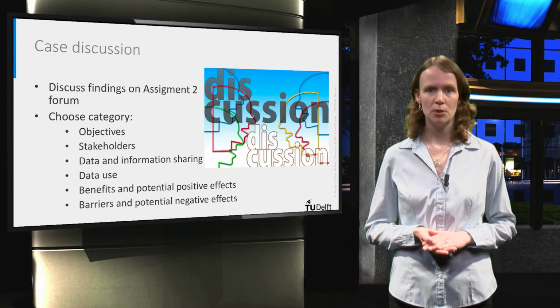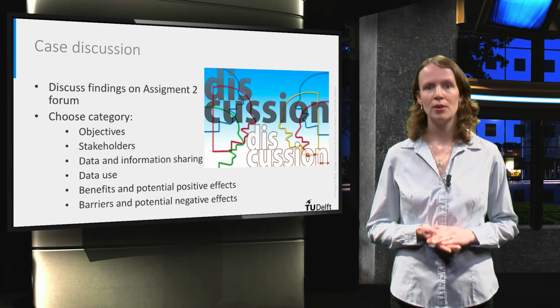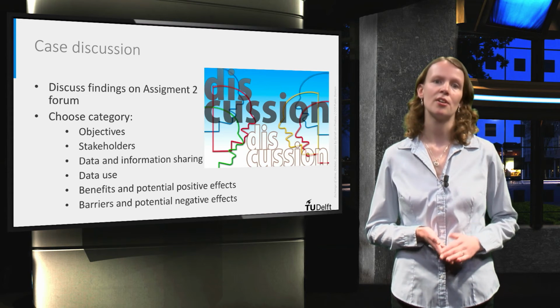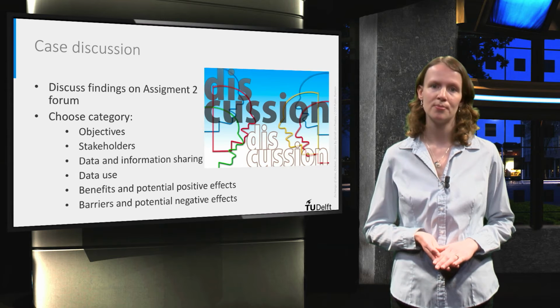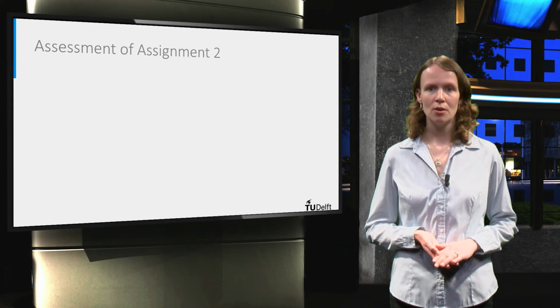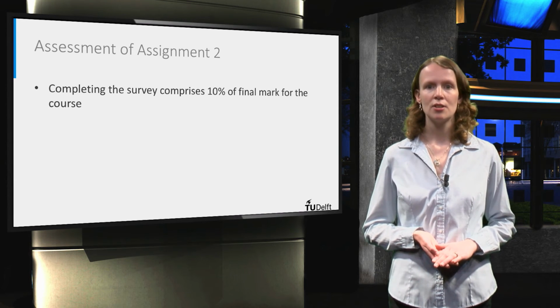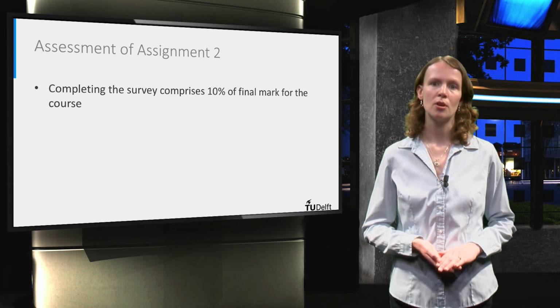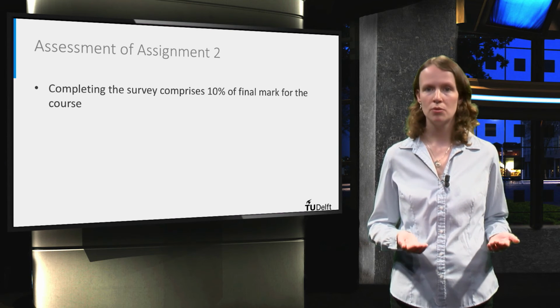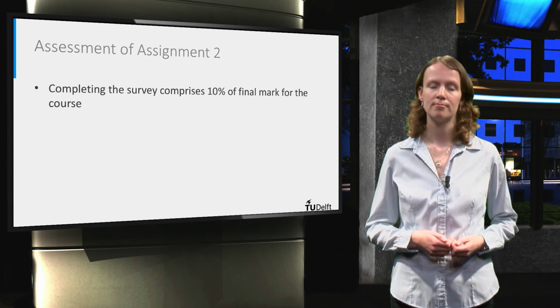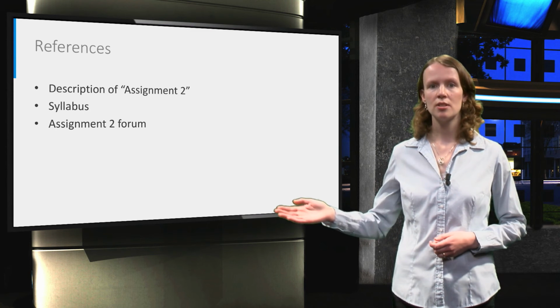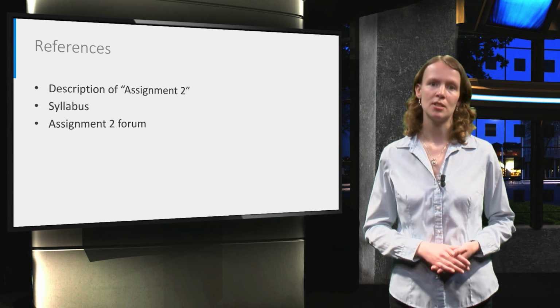Reply to other participants' posts and vote for ones where good points are made by clicking on the star on the right side of the post. The completion of Assignment 2 will comprise 10% of your final mark for the Open Government MOOC. The discussion of your case on the Assignment 2 forum is voluntary and no points will be assigned for the discussion. You can use these sources to obtain more information about Assignment 2.